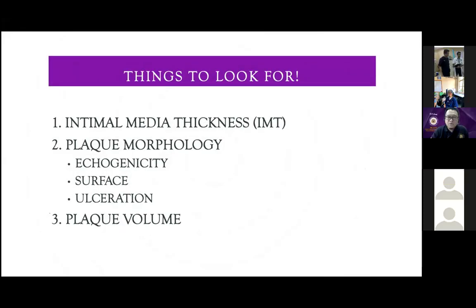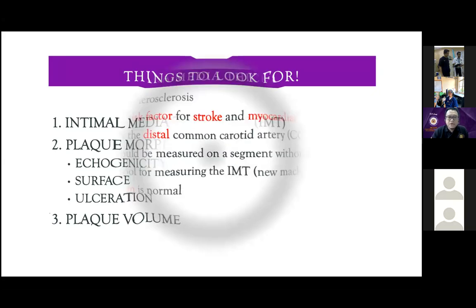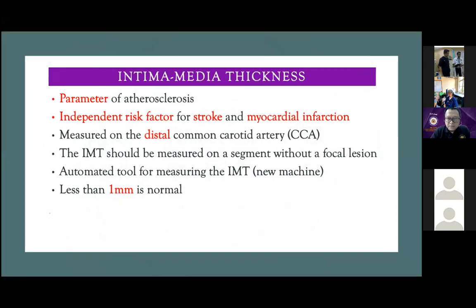Okay, what things to look for? Number one, we want to look for the intimal medial thickness, IMT. And we look for the plaque morphology, in terms of the echogenicity, the surface, and the ulceration, if you can see it from the plaque itself. And of course, there is a newer method, the so-called plaque volume, especially in advanced software, whereby they can calculate the plaque volume. This third assessment we don't have in our center, and I have never practiced measuring plaque volume, which is 3D and needs a higher end ultrasound or software.